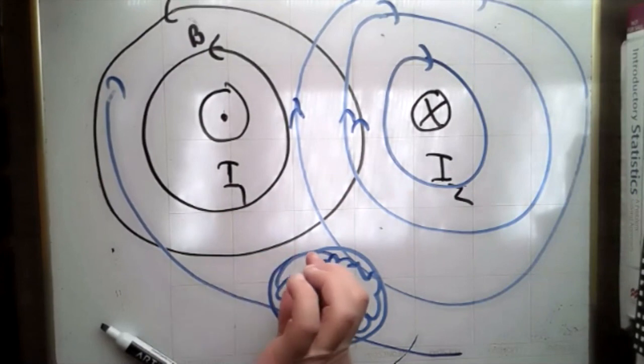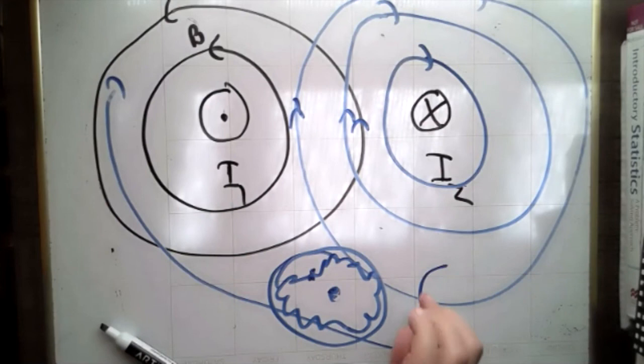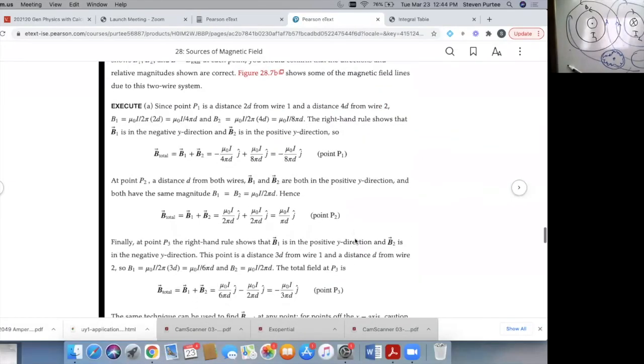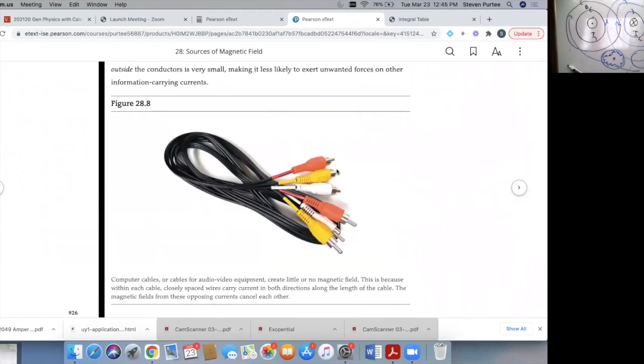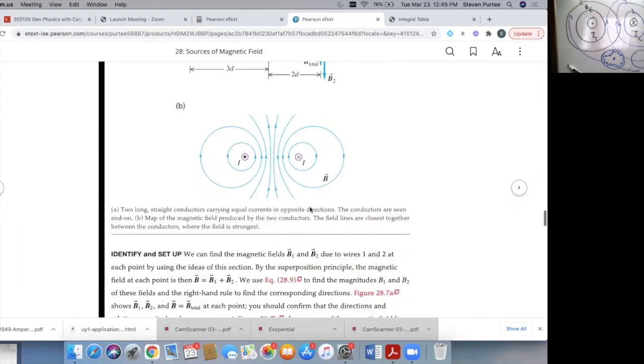This does not create a magnetic field that's going to mess up your electronic equipment that sits beside it. Similarly, RCA cables, your stereo cables. I know you guys probably don't own stereos anymore, but stereo cables are designed for magnetic shielding. These guys here, currents flow in two different directions to cancel out some of the magnetic field. Okay, we're about a third of the way through this chapter.